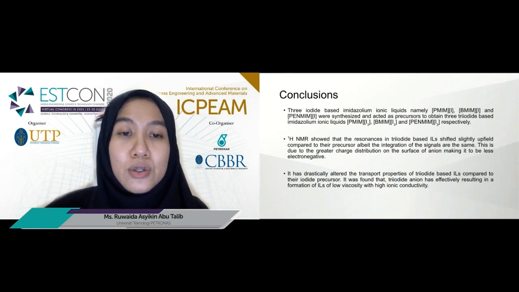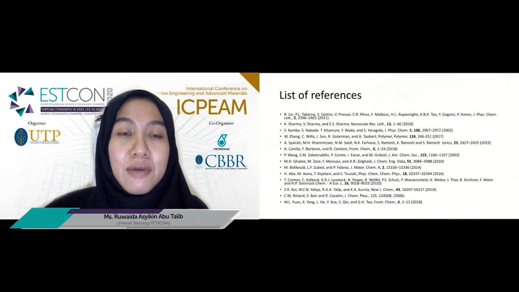This is due to the greater charge distribution on the surface of the anion, making it less electronegative. It has drastically altered the transport properties of triiodide-based ionic liquids compared to their iodide precursors. It was found that the triiodide anion effectively results in the formation of ionic liquids of low viscosity with high ionic conductivity. This is a list of references.